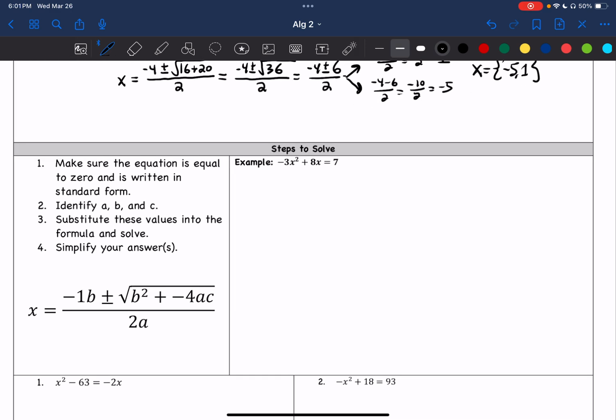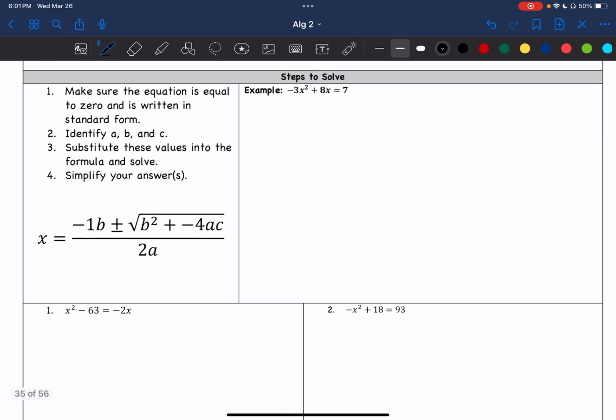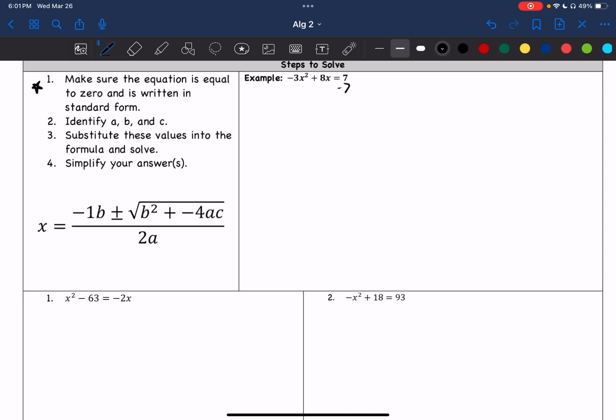Moving down to these examples, again, we want to first make sure the equation is equal to 0 and written in standard form. So in order for it to be in standard form, we need everything on the left side, this to be equal to 0. So the first thing we're going to want to do here, subtract 7 from both sides. That's going to give us -3x squared plus 8x minus 7 is equal to 0. Remember, we can't subtract 8x minus 7 because those are unlike terms. We just need to leave it 8x minus 7.